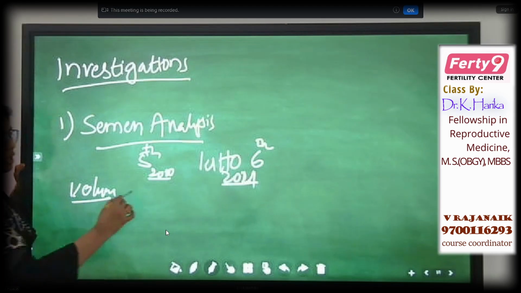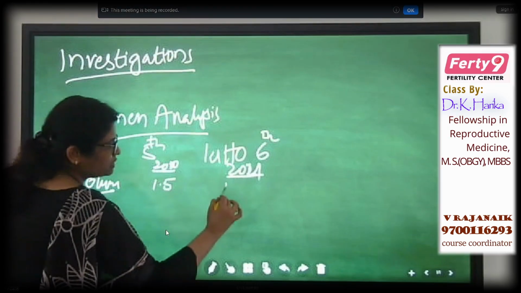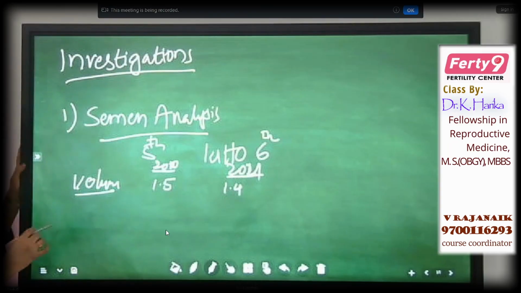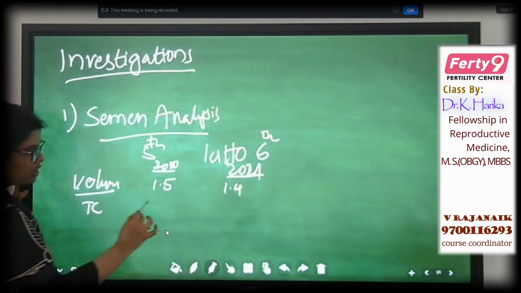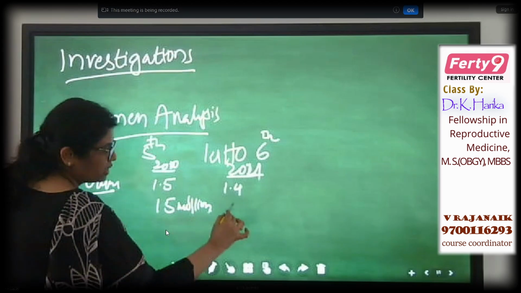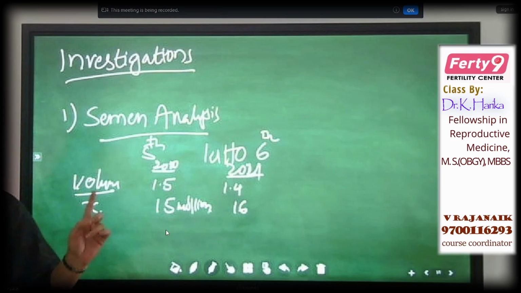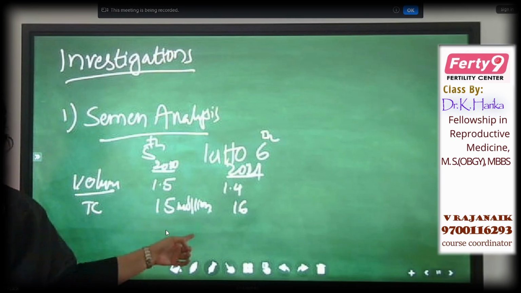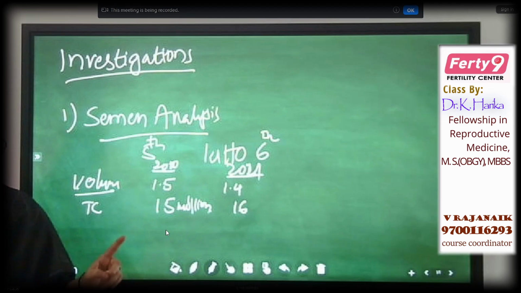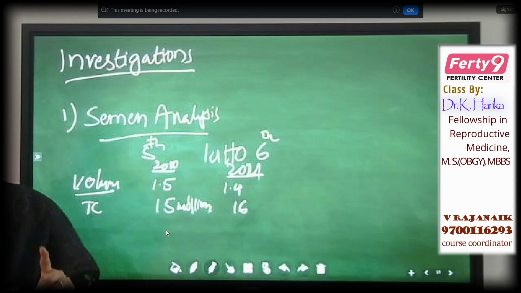First is volume. The lower reference is 1.5 ml, and according to the recent edition, it is 1.4 ml. Next is sperm concentration: a minimum of 15 million per ml according to the previous edition, and 16 million according to the recent edition. So for a woman to conceive naturally, the male should have a sperm count of at least 15 million per ml according to the 2010 guidelines, and a minimum of 16 million according to the 2021 guidelines. Okay.